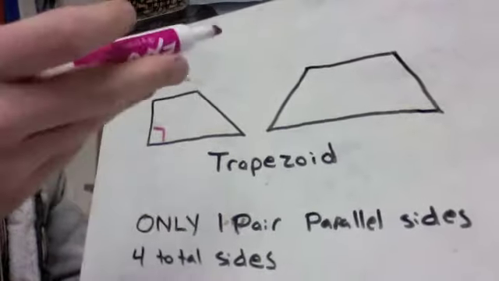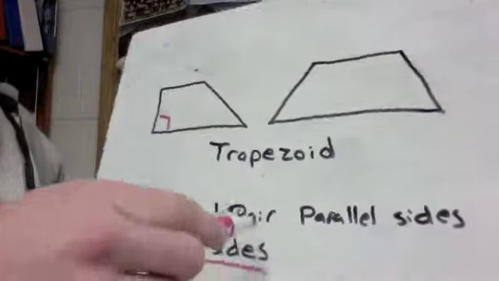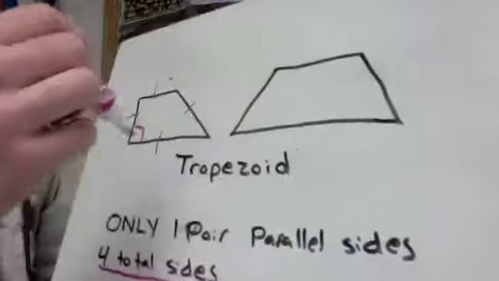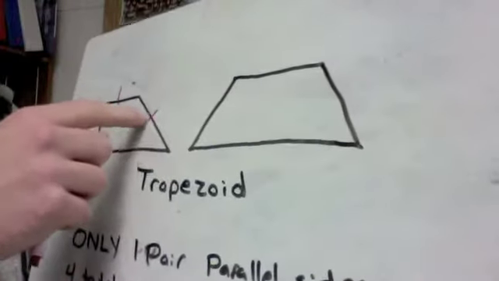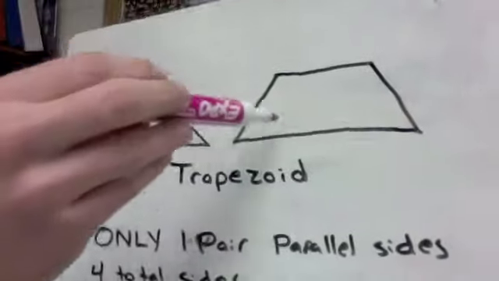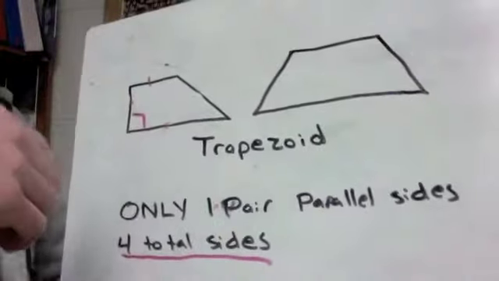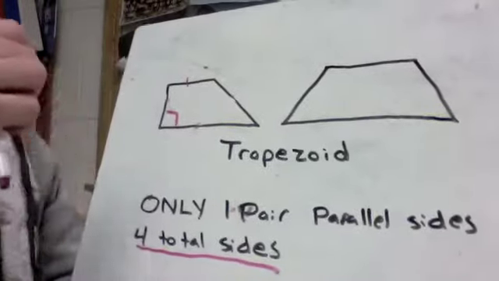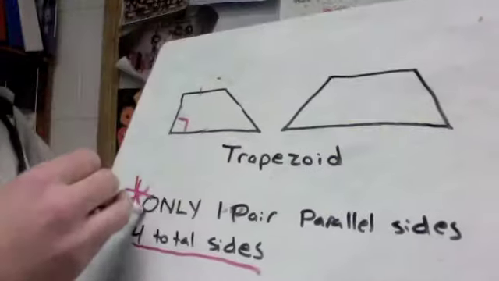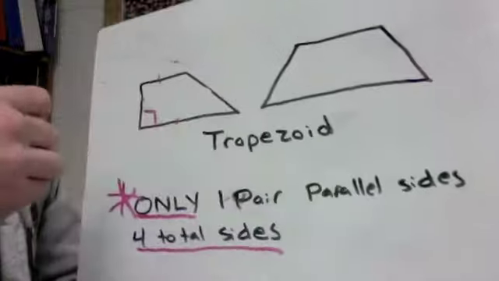To be a trapezoid, we have to have 4 total sides. Okay, that's obvious. And both of these have 4 sides. Oops, don't want to draw that because that means they're all equal. Well, you guys can count yourselves. 1, 2, 3, 4. 1, 2, 3, 4. Definitely has 4 sides. Now, the main thing for a trapezoid is only one pair. Keyword: only one pair of parallel sides.